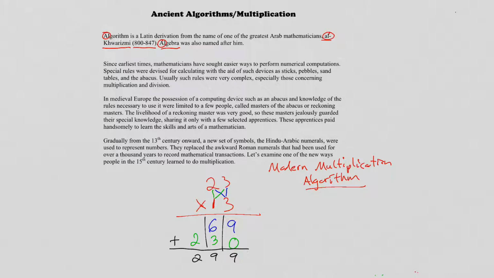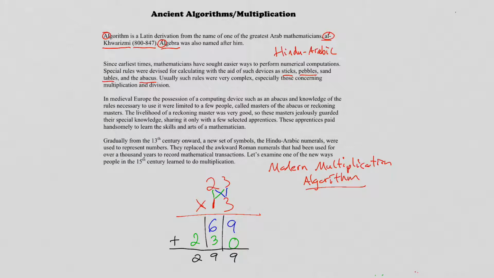Remember that our system is Hindu Arabic, and so they do have a great influence in our modern math. There's definitely ways people did this, 23 times 13, using sticks, pebbles, tables, abacus, and a lot of them were complex, like we're about to see.